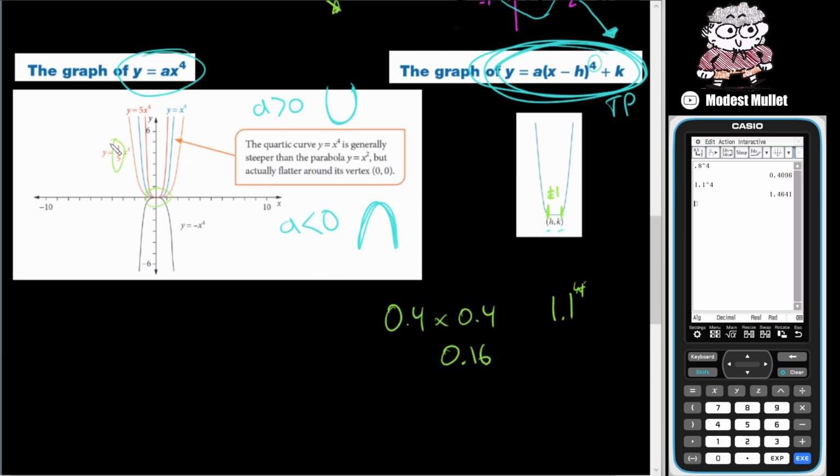Again, the value of A also acts as a dilation factor. But that's the turning point form. If you're asked to graph one of those, identify your H and K value, plot them. If it happens to have an intercept, then find those as well. Fairly straightforward.